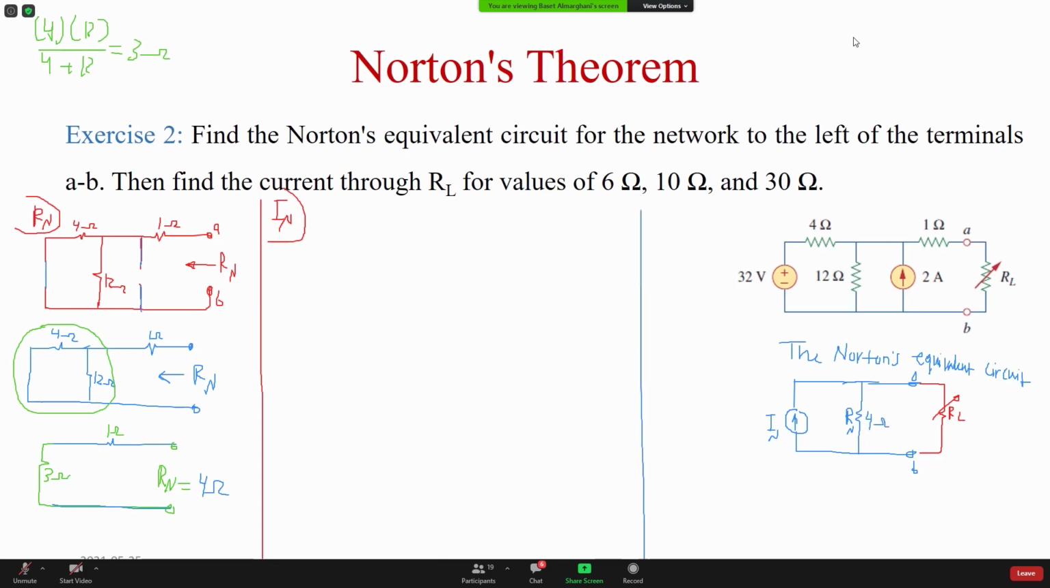We're going to do the IN. So IN basically is the short circuit current. Remember that, short circuit current. So between the terminals A and B, between the terminals where we want to find the equivalent circuit, we're going to put a short circuit. So I'm going to draw the same circuit.